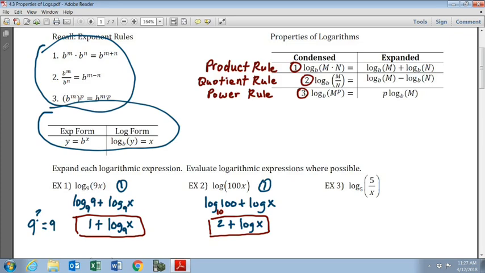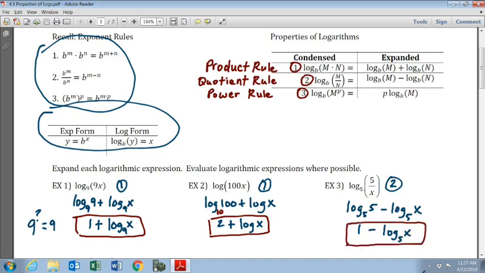Alright, let's move on to number 3. Here we have the log of a quotient, so we're going to use rule 2. It's going to be a difference of logs: the log base 5 of 5 minus the log base 5 of x. Now the order has to be the way that I put it here. You do have to put the log base 5 of 5 first, and then the minus log base 5 of x. So order is important with the quotient rule, not as important with the product rule, but we normally put them in order anyway. Log base 5 of 5 should stand out to you as something we can evaluate. What exponent do we put on a base of 5 to get an answer of 5? That would be 1. So it's 1 minus log base 5 of x.